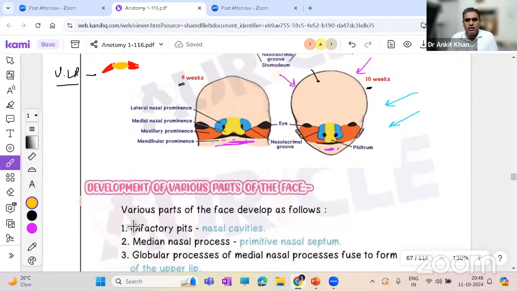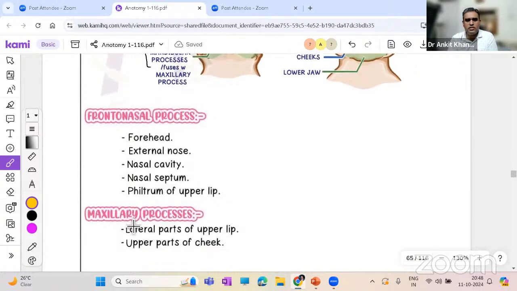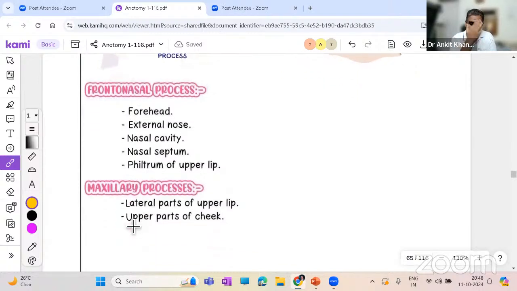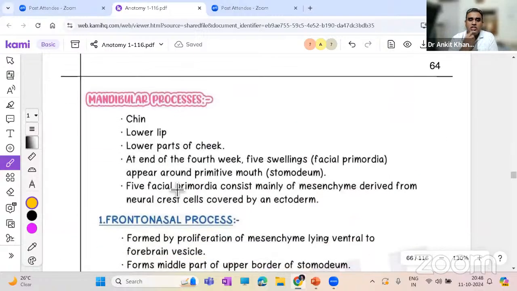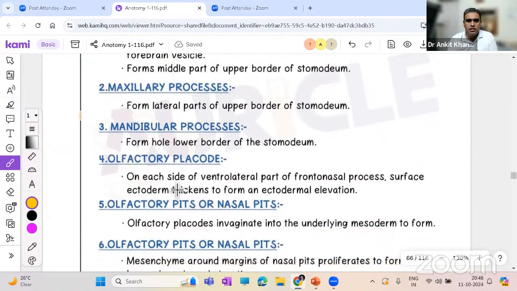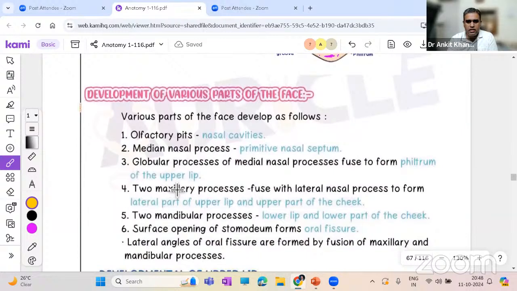So remember, this is the development of the face, and these are all the regions given. Let us go through. The frontonasal is actually both the nasal processes. They give rise to the nose, nasal cavity, septum, and the philtrum of the upper lip. Maxillary, as I told, gives the lateral part of the upper lip and cheek area. Mandibular process gives the chin, lower lip, lower part of the cheek, and all that. That comes under the mandibular process. And these are your olfactory parts. Fine. Now, development of various parts of the face.